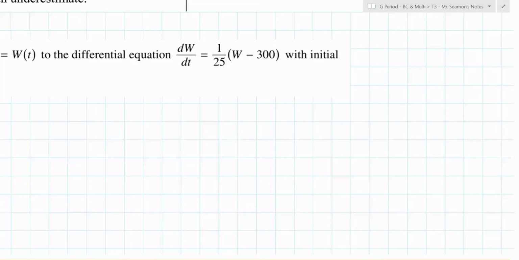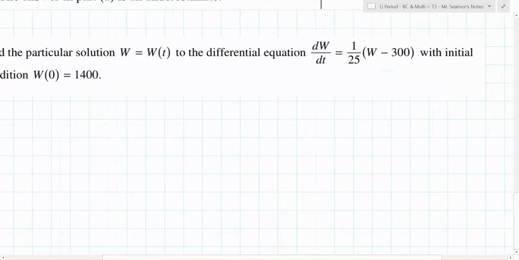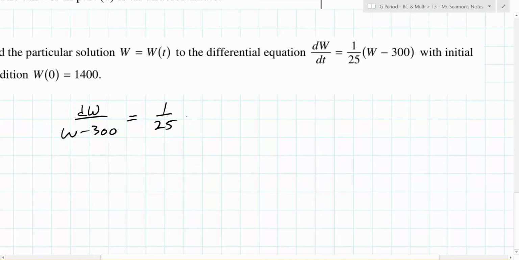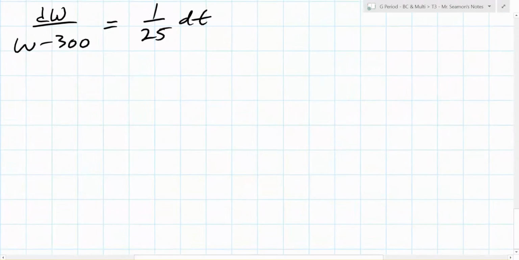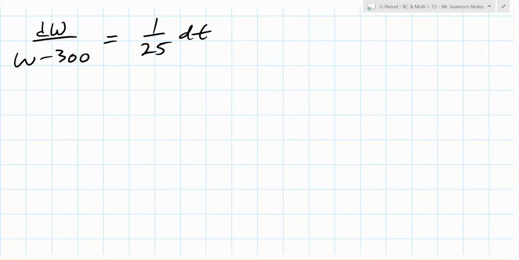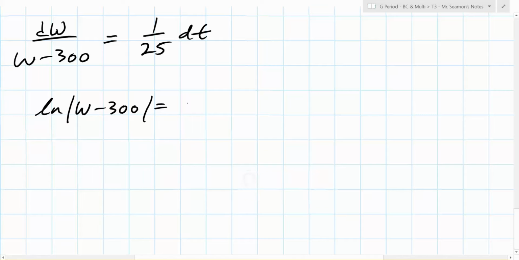First thing you have to do, or they get real cranky on you. You have to separate your variables. So what do you end up with? dw over what? dw over w minus 300 is equal to 1/25 what? dt. So then what do you do to both sides? Integrate. So what do you end up with? ln of what? Minus 300 is equal to what? Plus what? Or c, right? Just a constant. You're absolutely right, but just a constant.